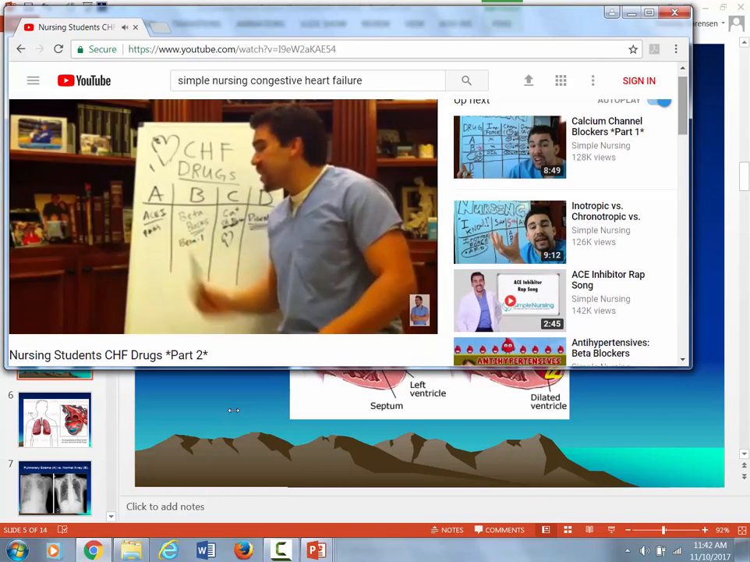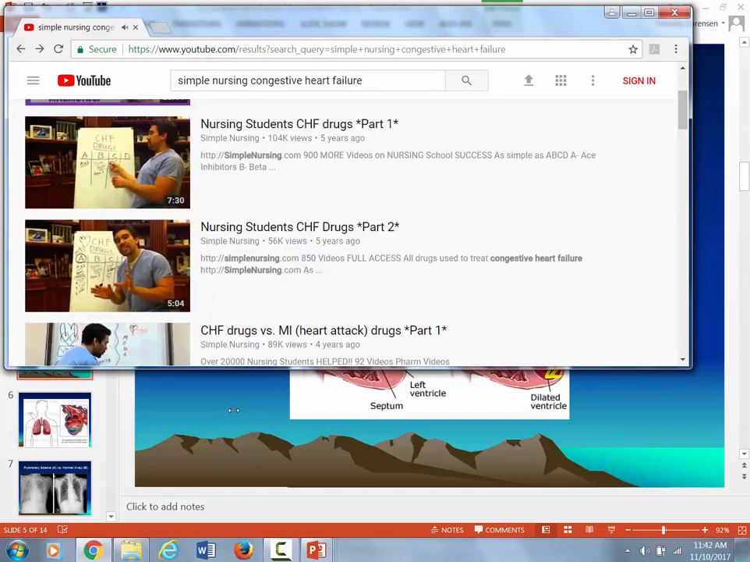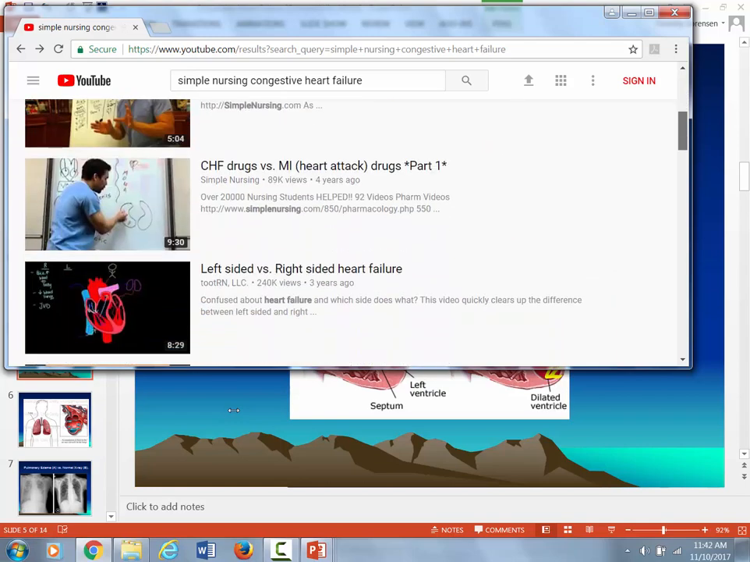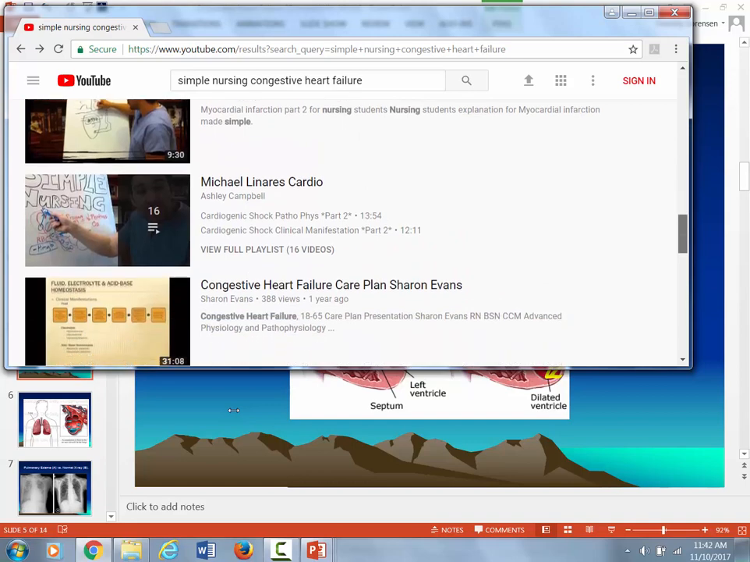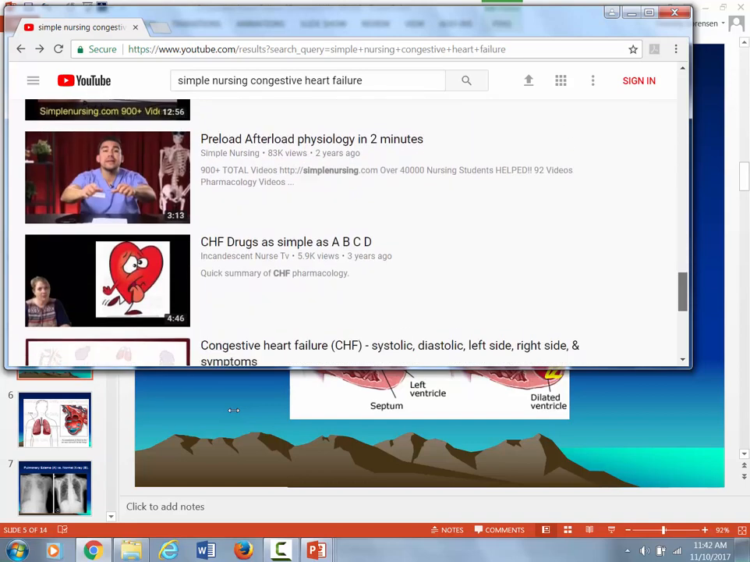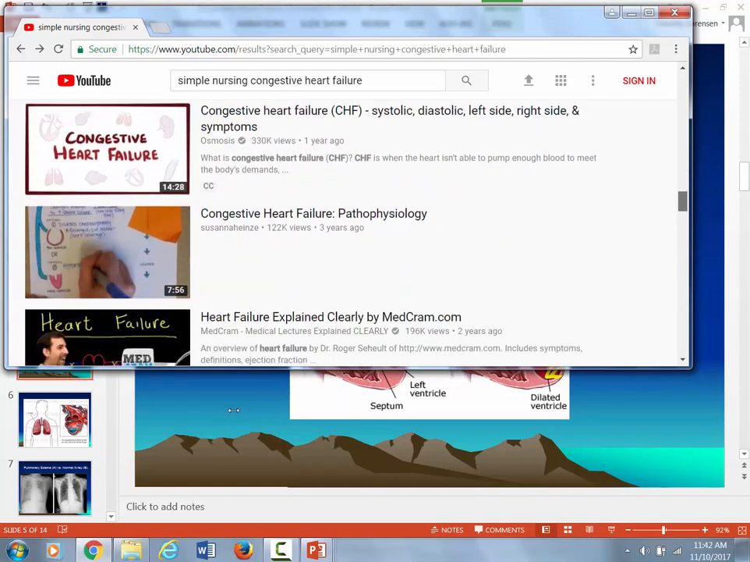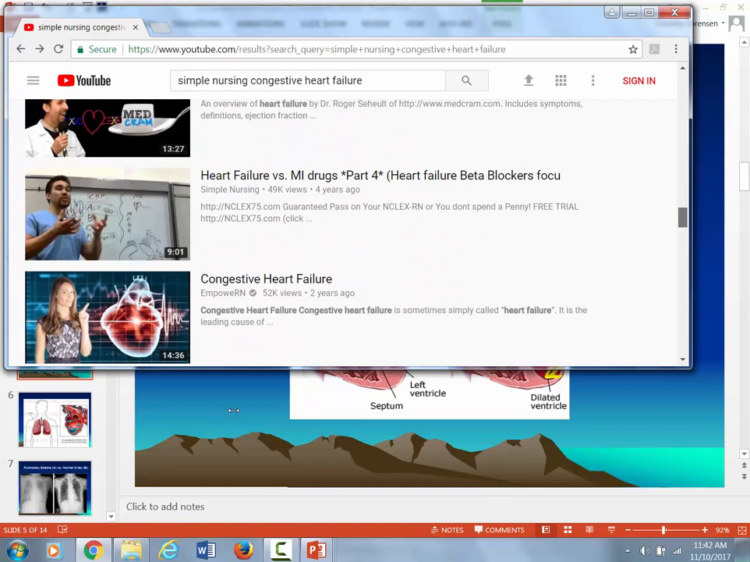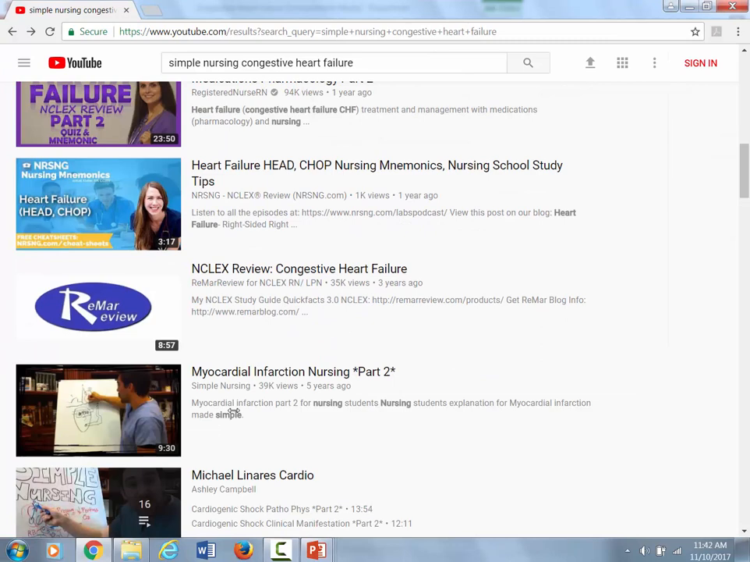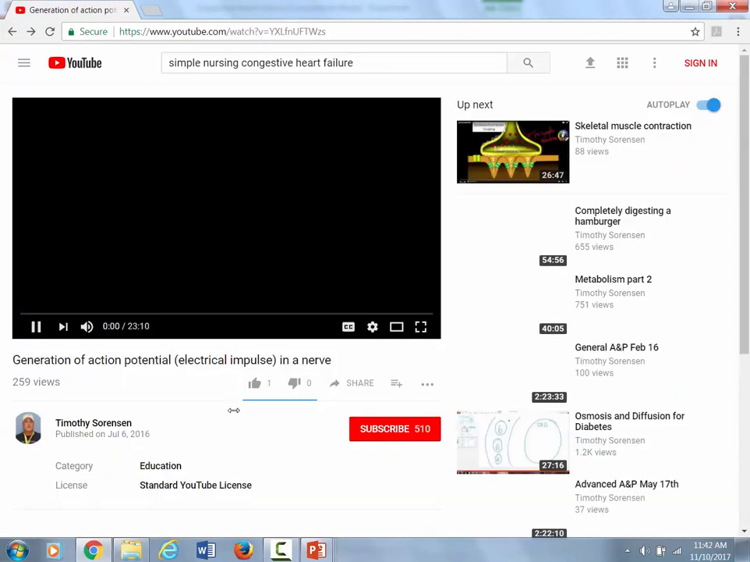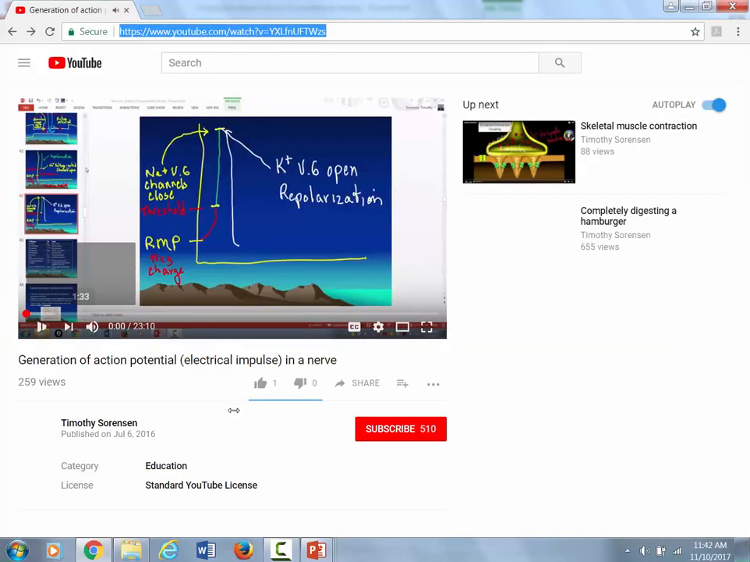All right, guys. So ACE inhibitors. No, we already did that, right? We know the mechanism of action for ACE inhibitors. Wait. Where is it? Son of a bitch. Hang on. Wait. I should have looked this up. I should know it by heart. Hang on.